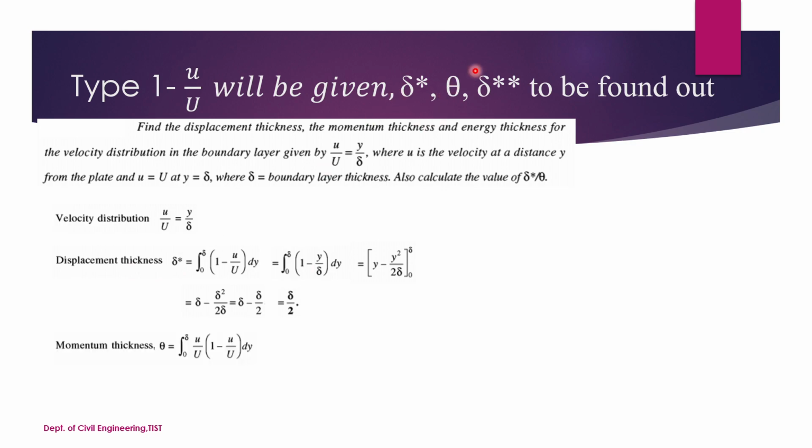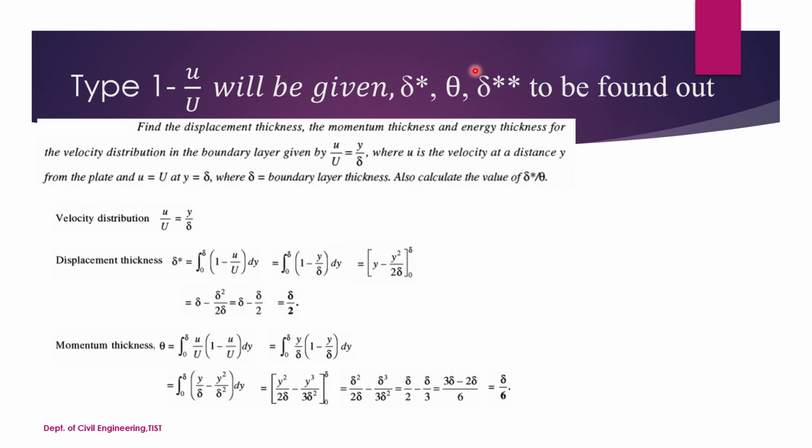The equation of theta, momentum thickness theta, is equal to integral 0 to delta of u by U into 1 minus u by U dy. So in this equation, we'll be applying the value of u by U, and then integrating, applying the limits, and you'll be getting the value of theta as delta by 6. Okay, so you got displacement thickness and momentum thickness.